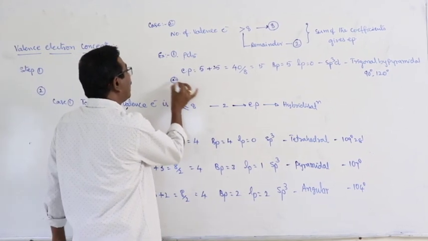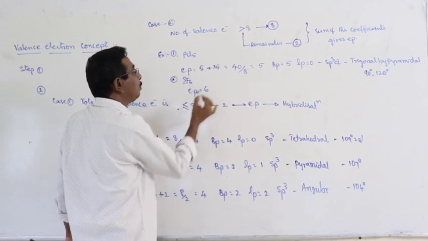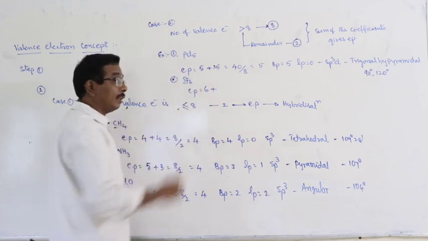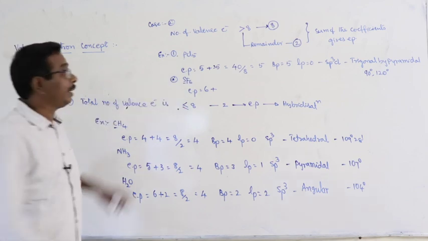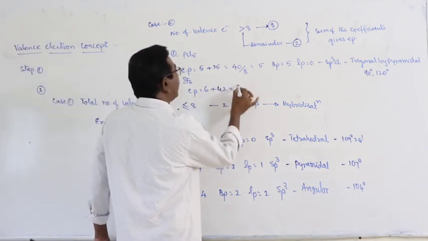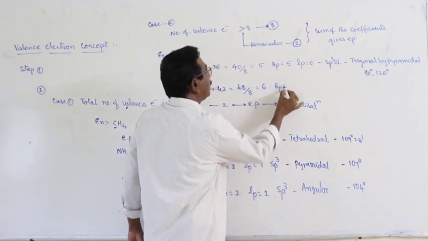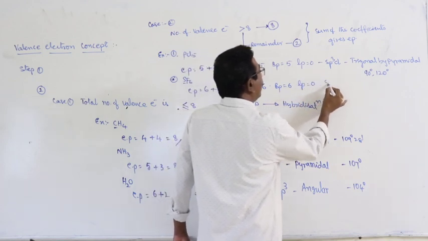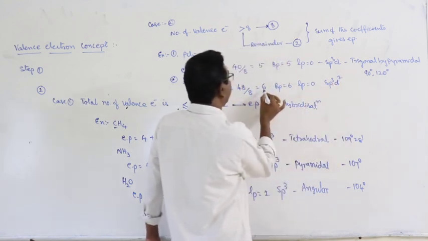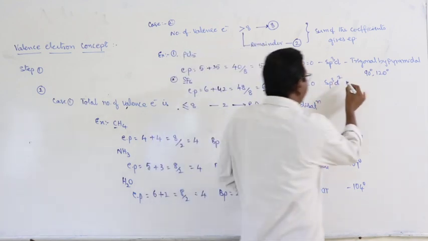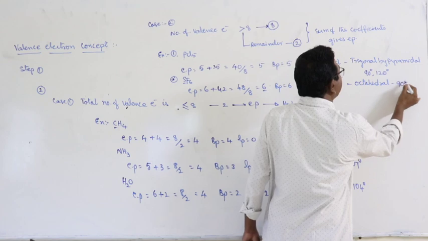Okay. We can go for another one, SF6. What is the central atom of SF6? Sulfur. Sulfur is group number 6. 6 plus the number of valence electrons of each fluorine atom, 7. 6 into 7, 42. 42 plus 6, 48. 48 by 8 is equal to 6. Number of bond pairs 6. Number of lone pairs 0. Type of hybridization sp3d2. Why? Number of electron pairs 6. Shape of the molecule octahedral and bond angle is 90 degrees.